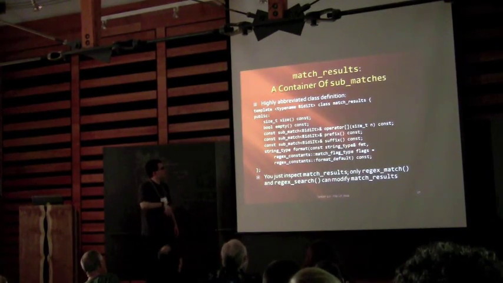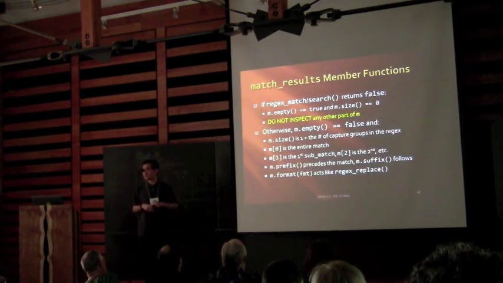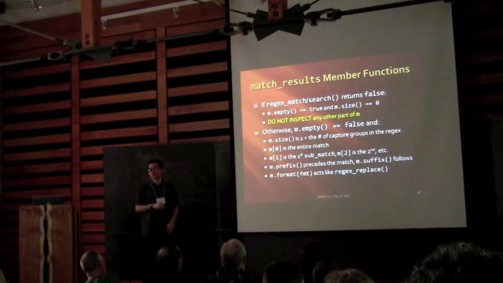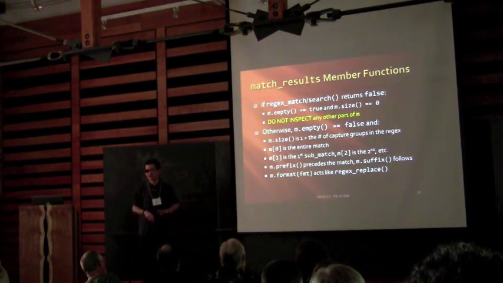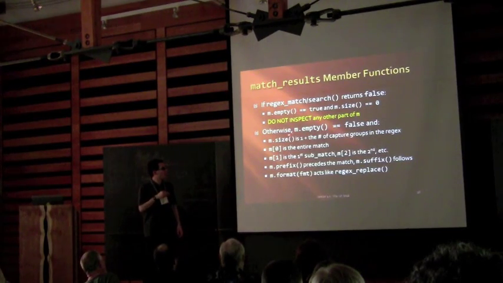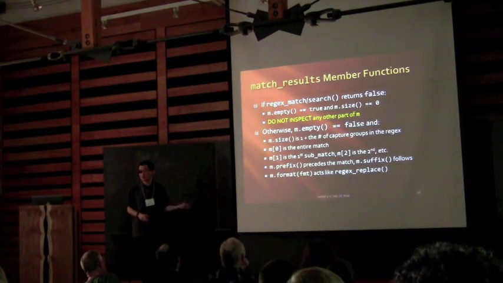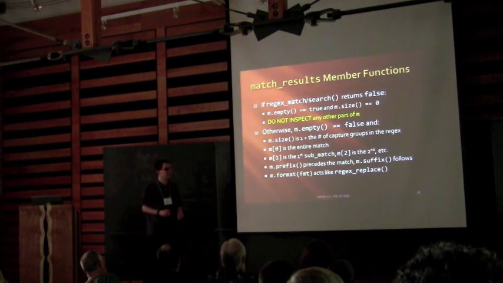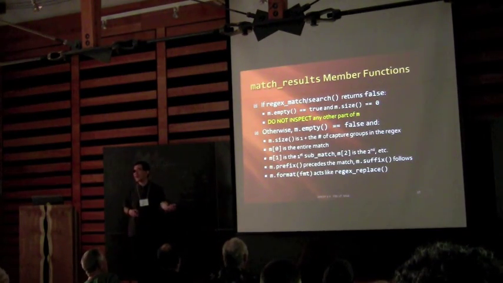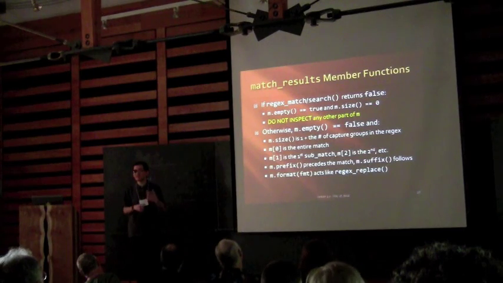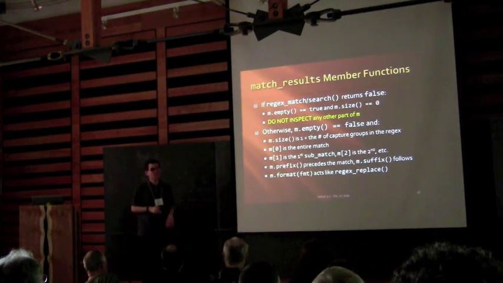I mentioned that match_results is a container of submatches. I'll just go really quickly over this. They're friends, so they can fill them in. match_results has a bunch of member functions. Basically, if regex match or search returns false, the match_results considers itself empty. Don't look at the other methods, that triggers undefined behavior. Otherwise, it's considered non-empty. The size is all the capture groups in your regex, which if the regex was determined at runtime, you may be interested in. Otherwise, hopefully you know how many capture groups there were. m[0] is the entire match, m[1] and so forth. It even has a format method that acts like regex replace. So after you get a match_results, you can say, what if I formatted just this according to something else? You can call format. It's the same underlying machinery.